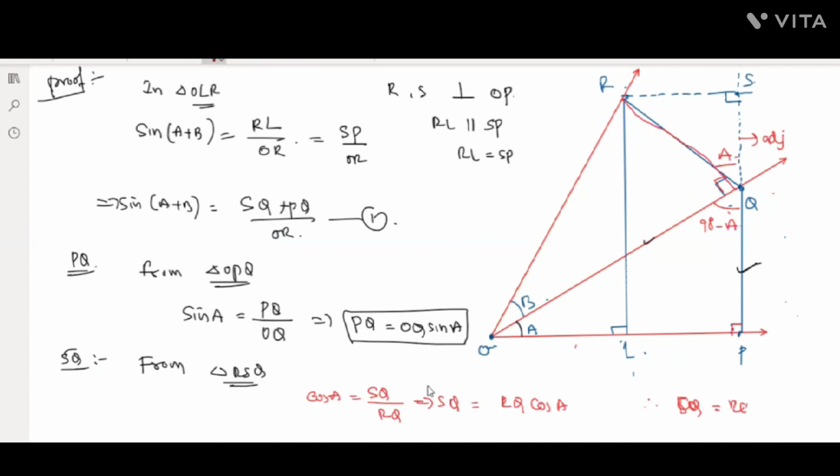Okay, let's finalize here. So these are the two results, what we required in equation 1.